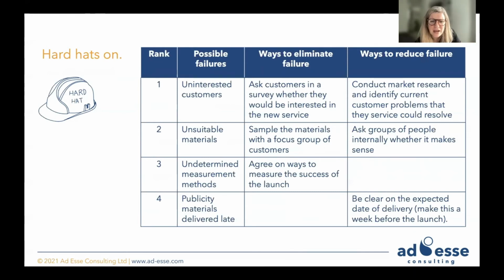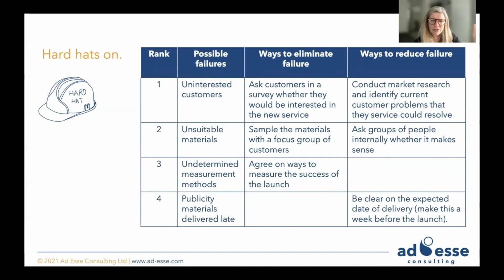Okay, so let's take an example up here. The undetermined measurement method we can absolutely eliminate by agreeing up front how we would measure success. But things like the publicity materials delivered late, that's outside our control. That comes from a third party. So the ways we can reduce it is to be absolutely clear on the expected date of delivery and to make that way in advance of the launch date, so that actually we are reducing the impact if it does get delivered late. I hope that makes sense.